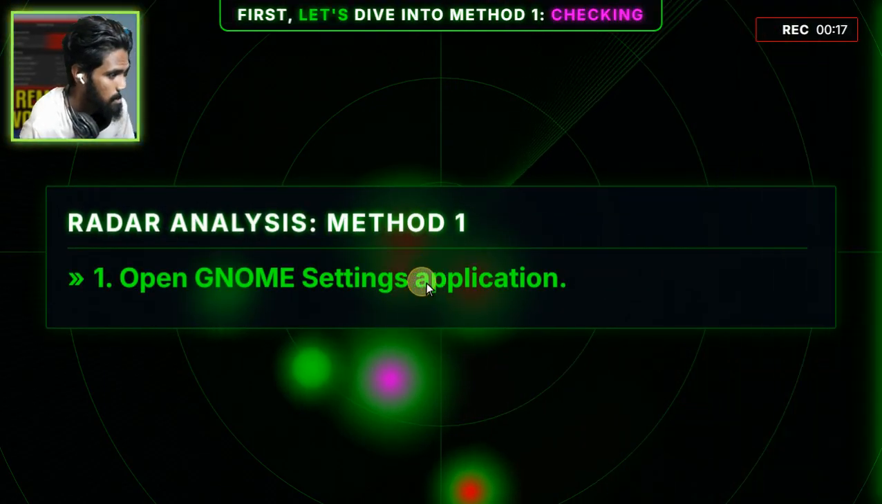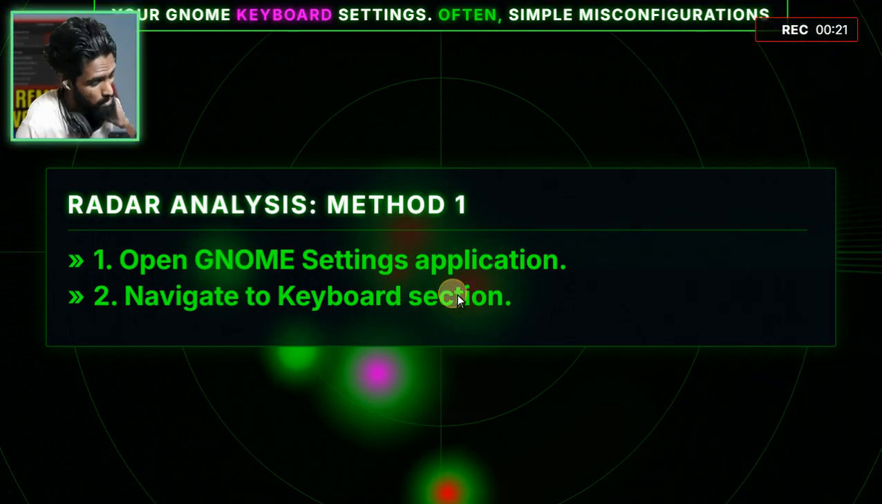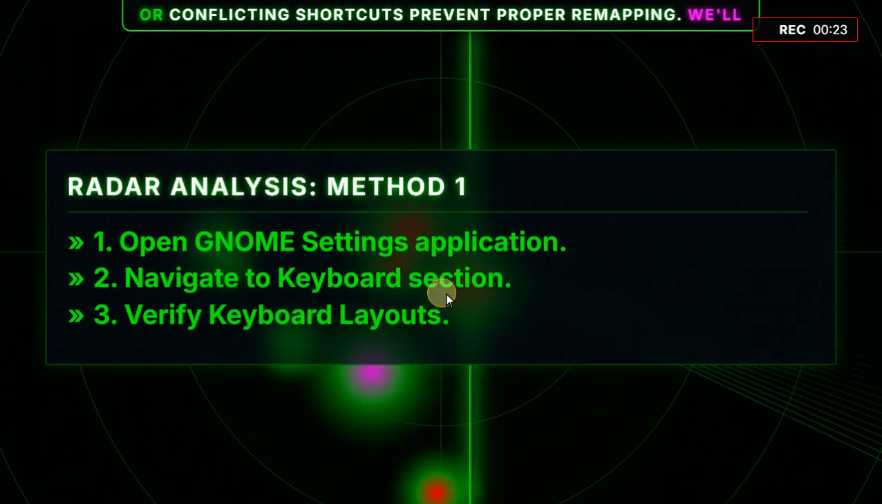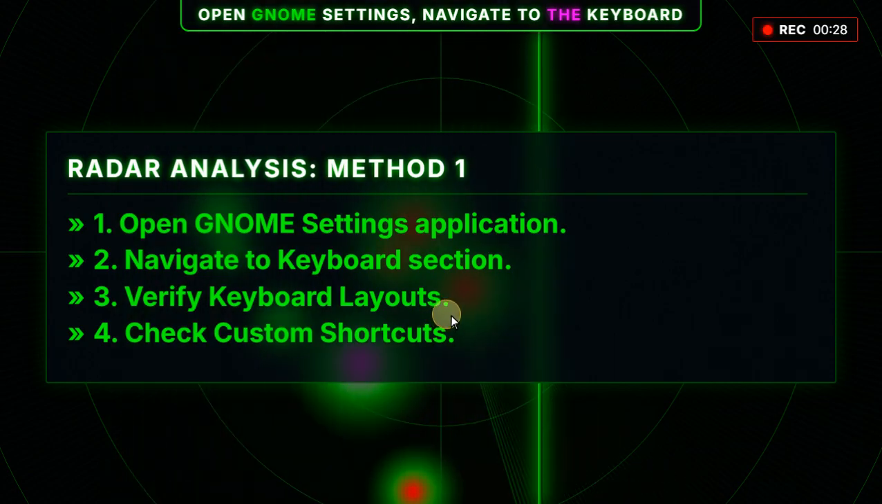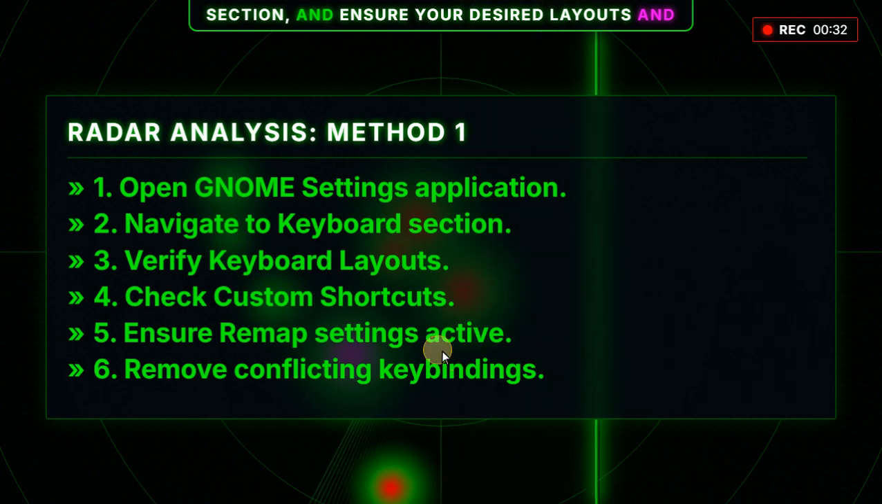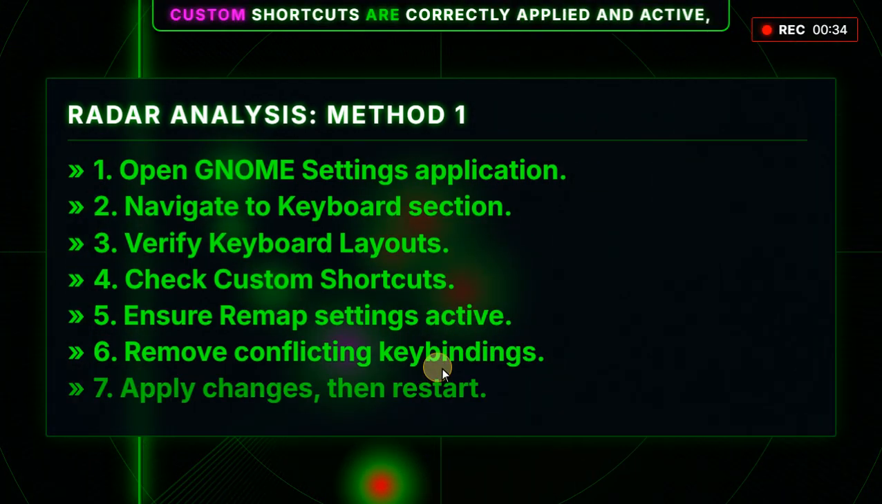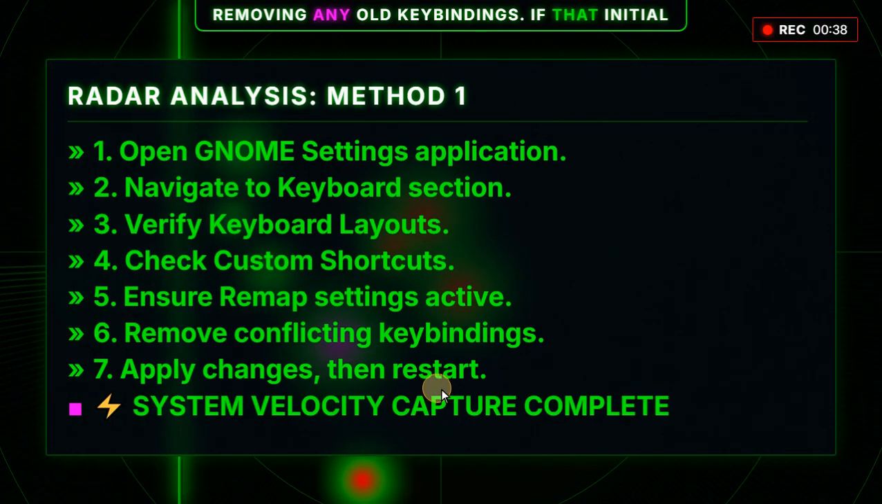First, let's dive into method 1, checking your GNOME keyboard settings. Often, simple misconfigurations or conflicting shortcuts prevent proper remapping. We'll open GNOME settings, navigate to the keyboard section, and ensure your desired layouts and custom shortcuts are correctly applied and active, removing any old key bindings.